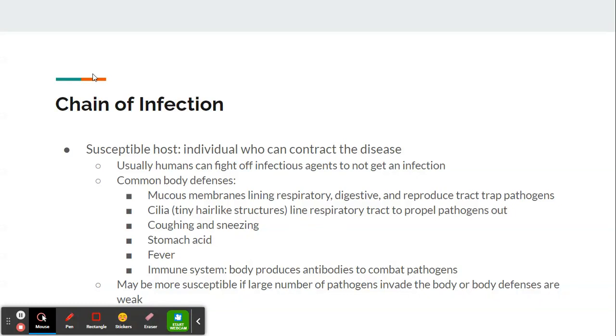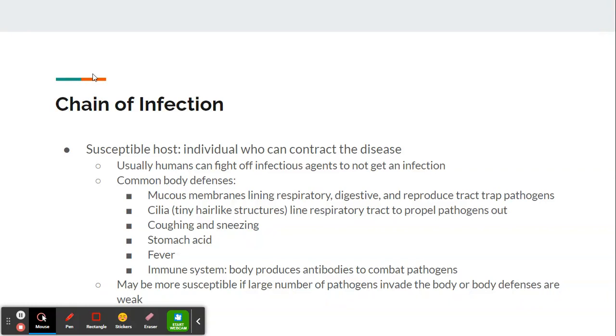Now, our body does have specific defenses that we use to try to fight those things off. Things like the mucus that lines our respiratory, digestive, and reproductive tracts. Those are going to trap those pathogens as they enter your body and try to push them back out. Think about when it's allergy season and your nose is running and all that snot's coming out because all that pollen is getting trapped in those mucous membranes and your body is trying to send it back out.